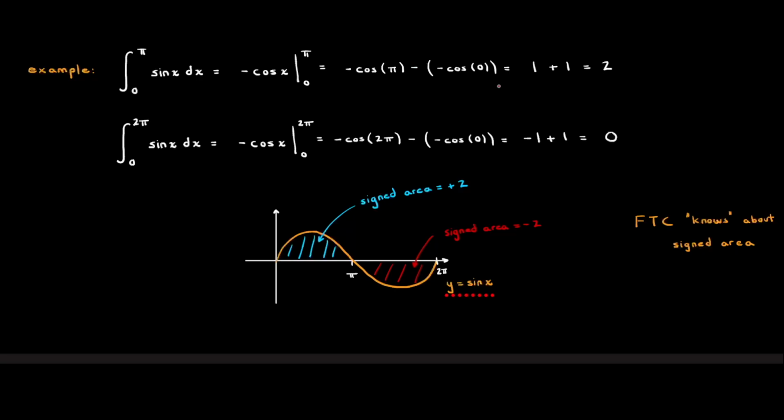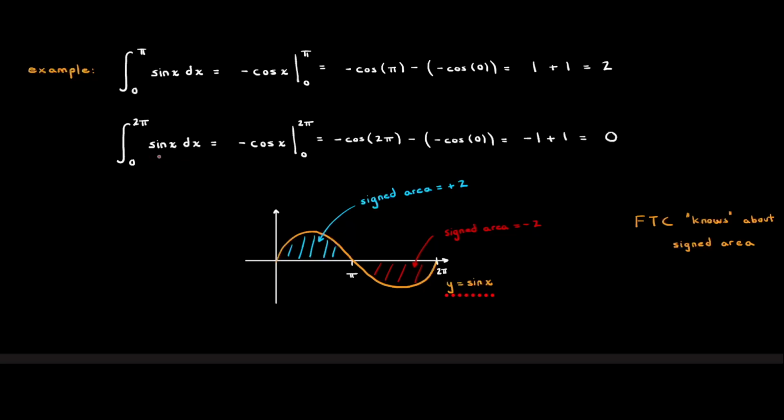So what we've done here is we found the signed area under the sine graph from 0 to pi. Basically, we found the area of this hump. It happens to be positive 2. Now let's take a look at a slightly related signed area. It's going to be the signed area from 0 to 2 pi under the graph sine of x dx.